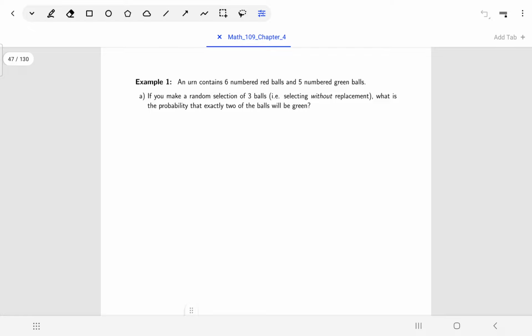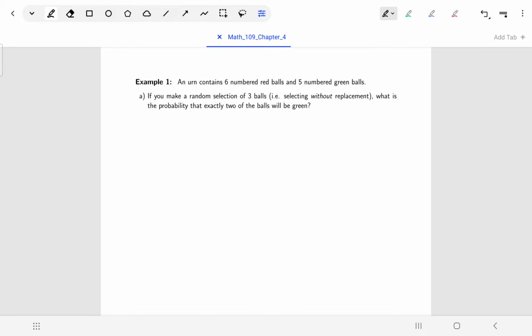They're all distinguishable. First things first, we are making a selection of 3 balls for this experiment, and we're selecting it without replacement. So when I say without replacement, I couldn't select red ball number 1, red ball number 1, and red ball number 1 for a third time, because every time I select a ball, I'm taking it out of the urn and I'm not able to select it a second time or a third time. So when I'm saying selecting without replacement, that means each ball can be selected at most once.